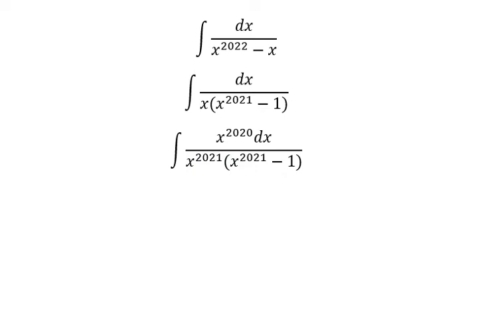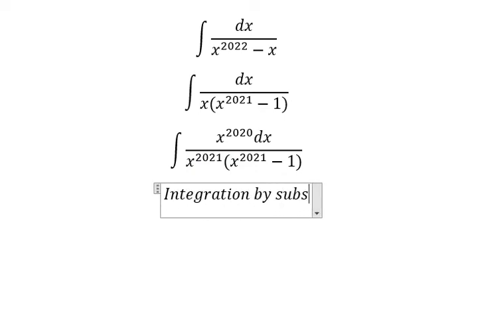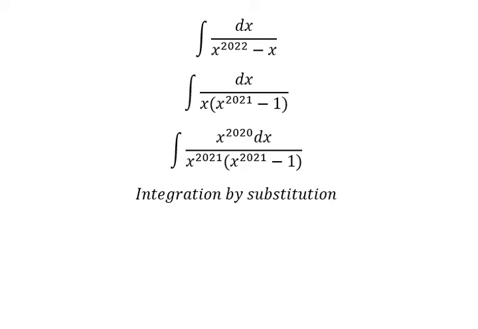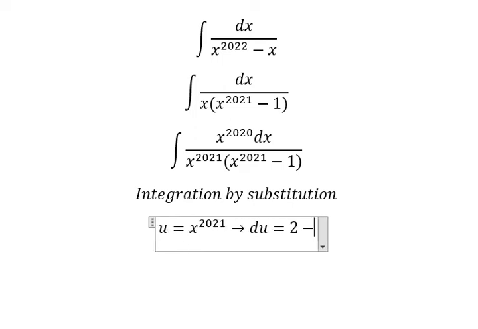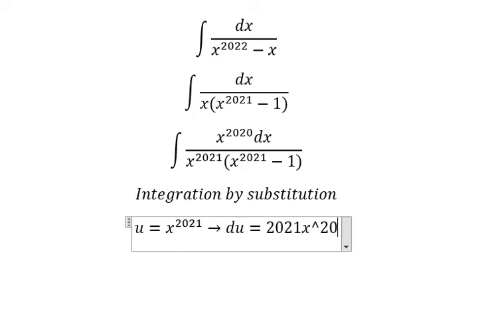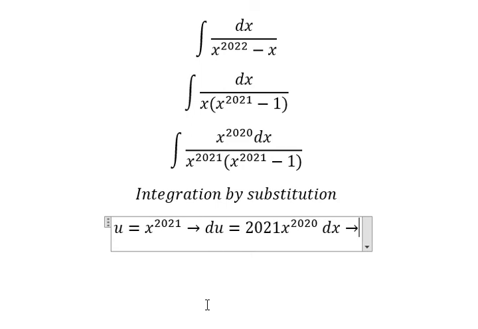Next, we can use integration by substitution. So I will put u equals S to the power of 2021. After that, we first take the derivative of both sides, and we have this. Because we don't have 2021, we divide both sides by this one.